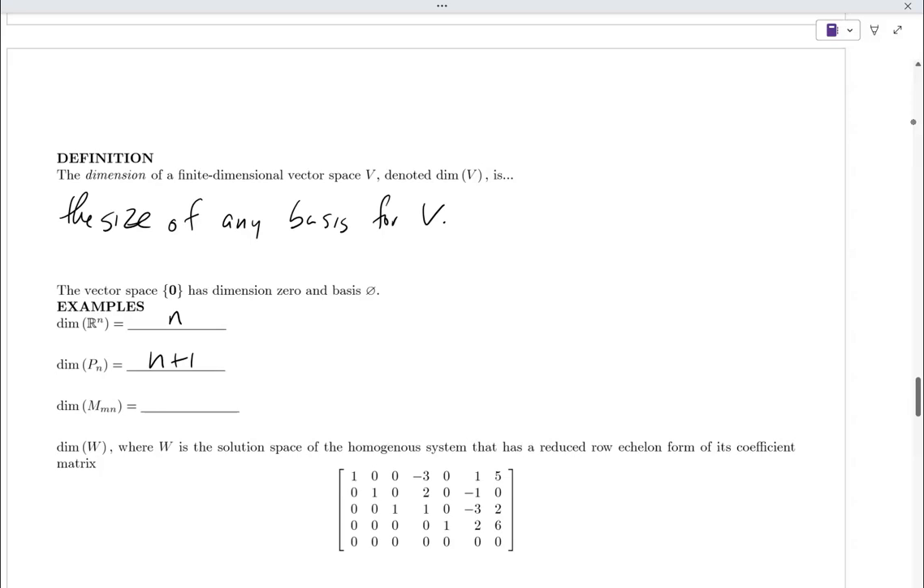So again, what would be a standard basis for that? What would you use for a standard basis for M sub mn? Well, that would be how many there are, but what would you use for a standard basis? Yeah, one in each spot and zeros everywhere else, right? And how many of those matrices would you have to use? M times n. So the dimension would be m times n.